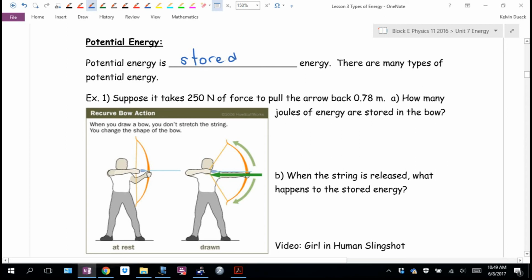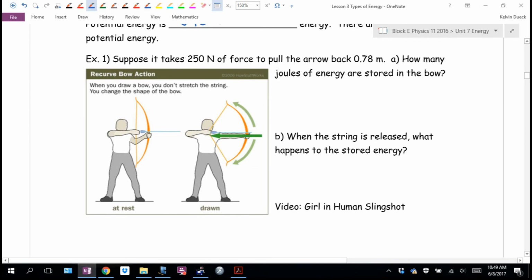A great way to store energy, a classic energy storage device that's several thousand years old, is the bow and arrow. Supposing it takes 250 newtons of force to pull the arrow back 0.78 meters. How many joules of energy are stored in the bow? Patrick, what does this question want me to find? What's this 250 here? What's this here? Ooh, there was an equation that gave us joules and involved a force and a distance. The work equation. Work equals force times distance.